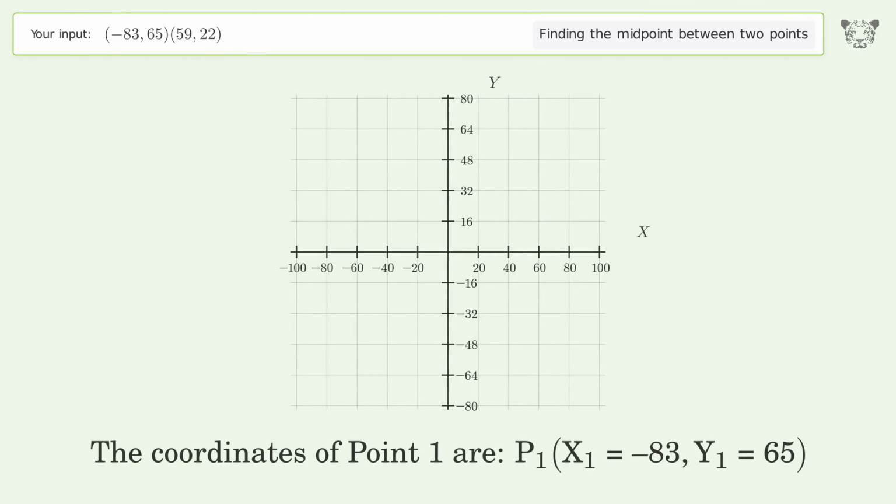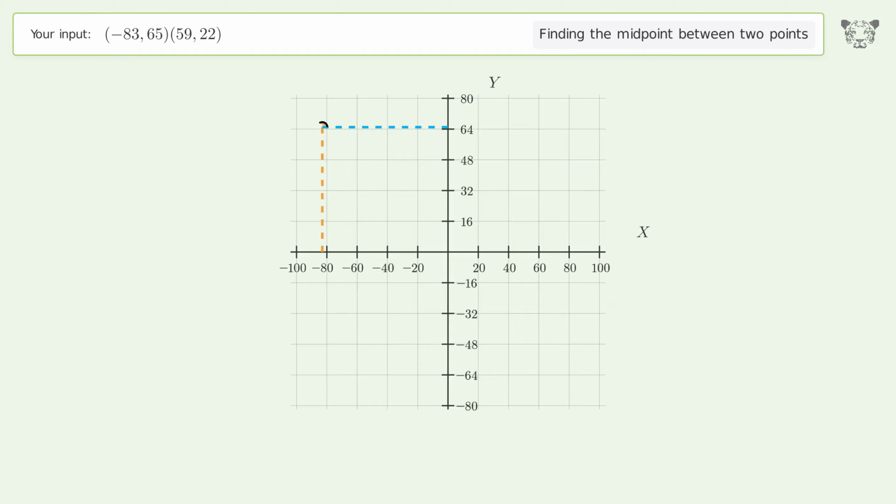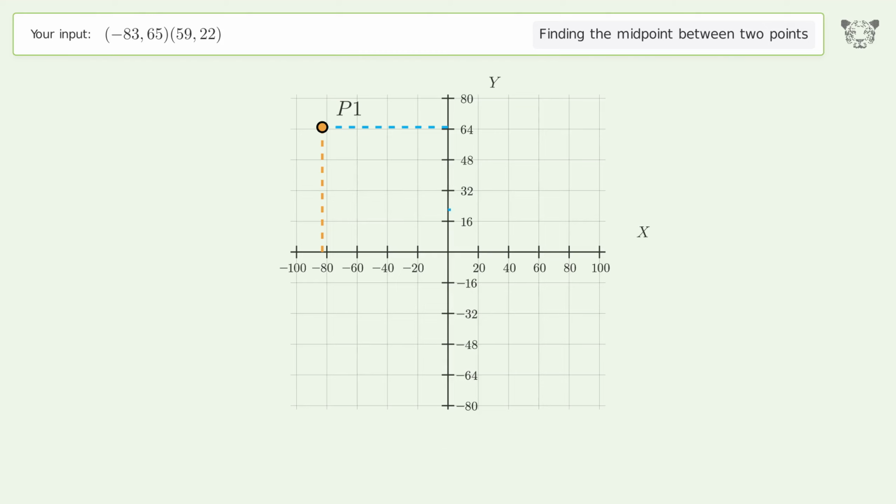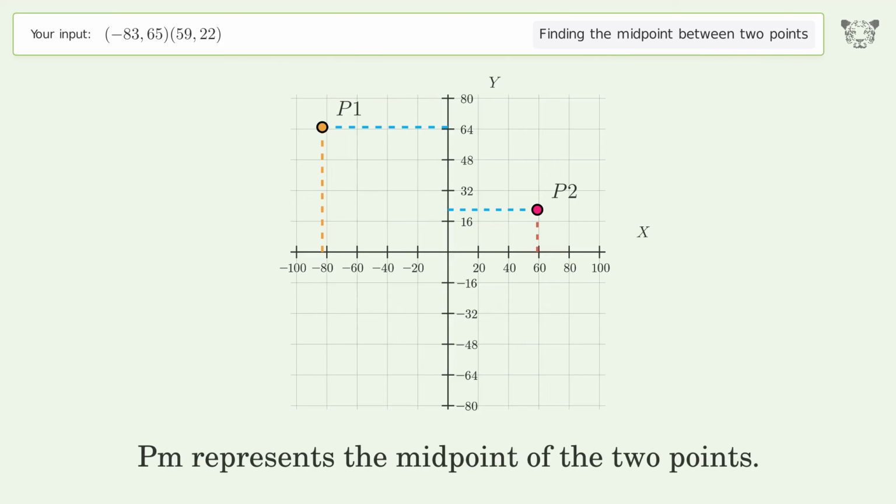The coordinates of point 1 are, x1 equals -83, y1 equals 65. The coordinates of point 2 are, x2 equals 59, y2 equals 22. PM represents the midpoint of the 2 points.